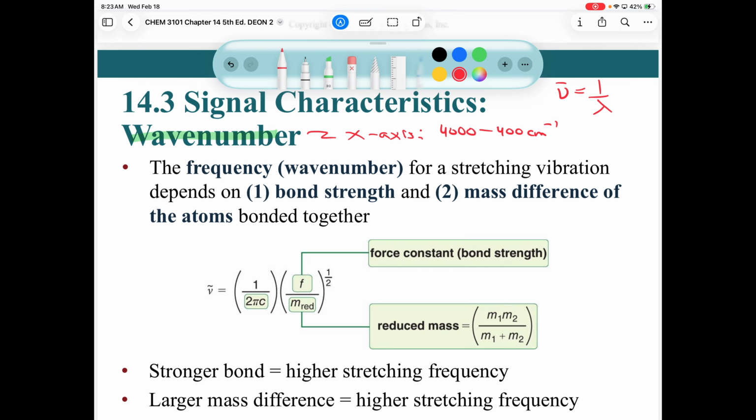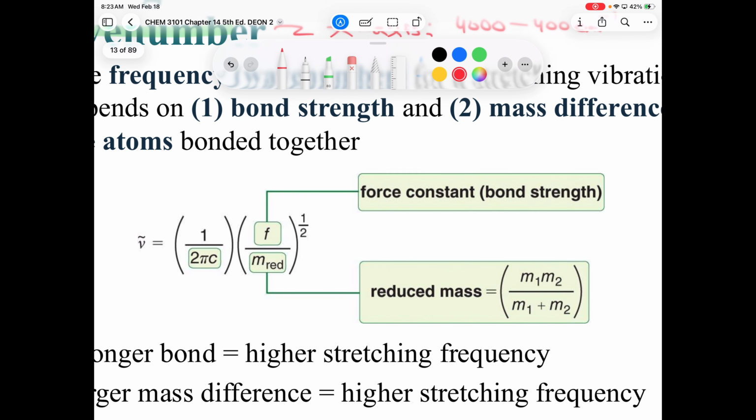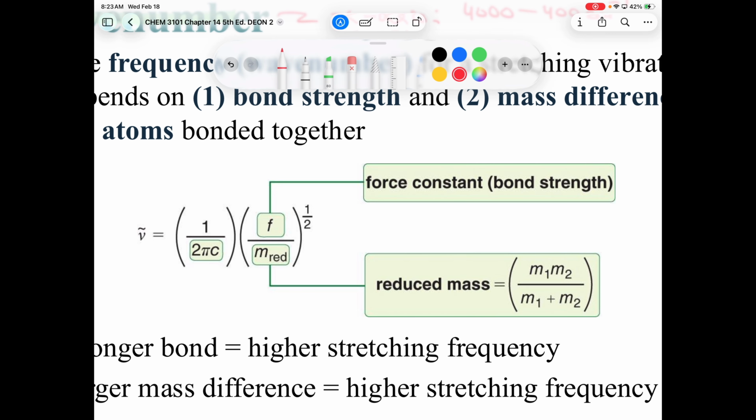Now, if you take a look at the formula here for wave number, you're like, holy heck, what am I going to do with all that? Wave number is equal to 1 over 2 pi times the speed of light. No calculators in this class, keep in mind. Multiplied by the square root of F, which is the force constant, which is nothing more than bond strength. Who here remembers studying F is equal to Kx, and studying springs in physics class? Did anybody else do this in junior high school or high school? Yeah, so force constant of a spring.